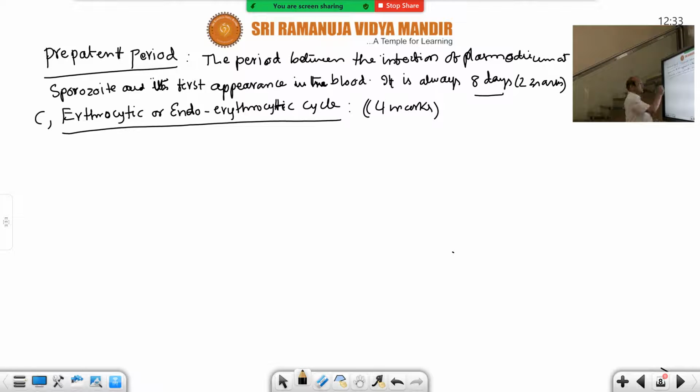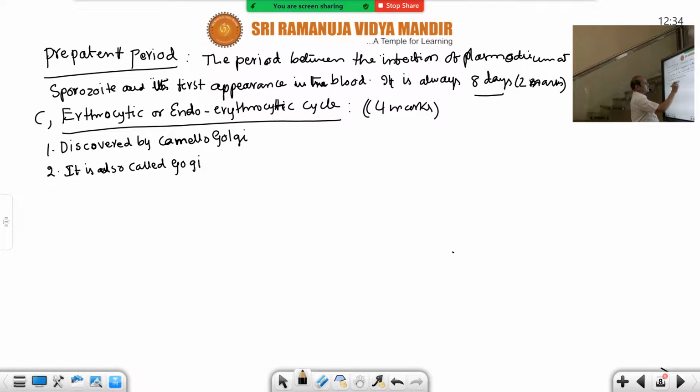Erythrocytic cycle or endoerythrocytic cycle was discovered by Golgi, hence Golgi cycle, Camillo Golgi. Our Golgi apparatus, the scientist who discovered it, the same scientist. So discovered by Camillo Golgi, first point in the erythrocytic cycle. So it is also called Golgi cycle. The question may also be asked like that: describe the Golgi cycle. It is so called after the name of the scientist.